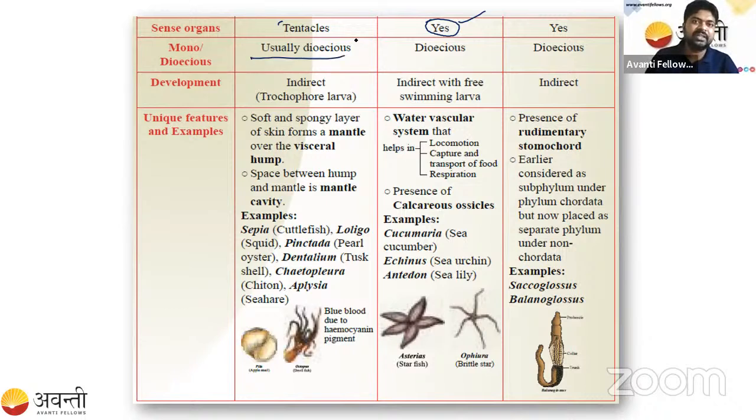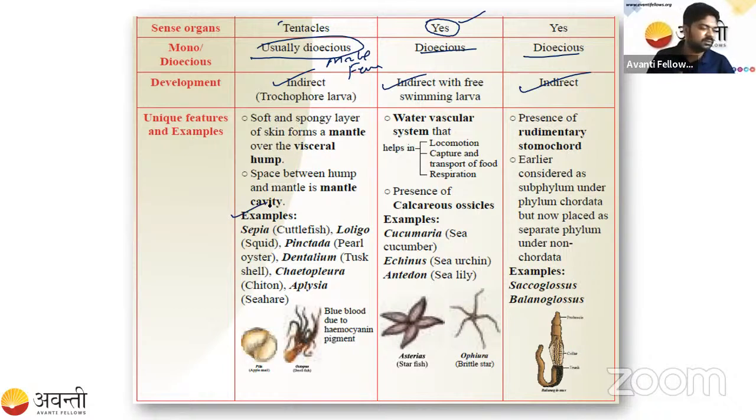Monoecious or dioecious, usually dioecious organisms, that means male and female are present separately. Here again dioecious. Next one, development is indirect. Here you can see the development is indirect with a free swimming larva. So here you can see the unique feature. So we go toward the next part directly, the examples.